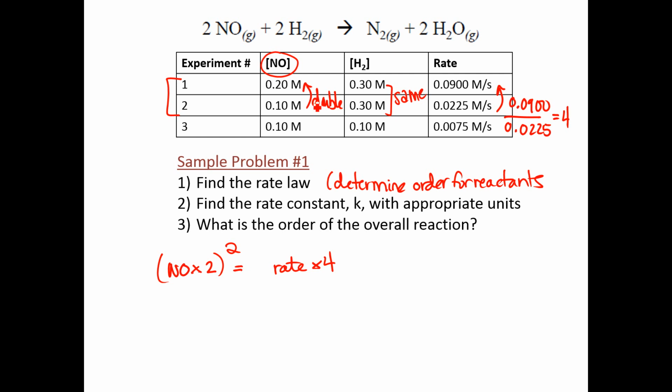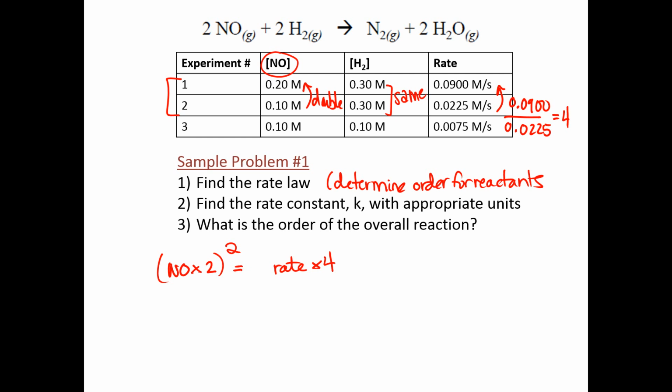If NO were 0th order, there would be no impact on the rate. So the rate would be the same in experiments 1 and 2. They'd both be 0.0225. If NO were first order, then when you doubled the concentration, the rate would double. So it would go from 0.02 to 0.04. But this time, when I doubled the concentration, the rate quadrupled, which means that NO is second order. Okay.